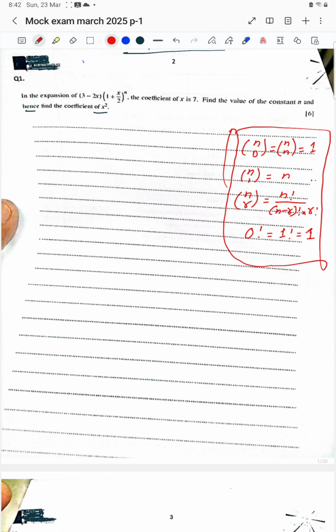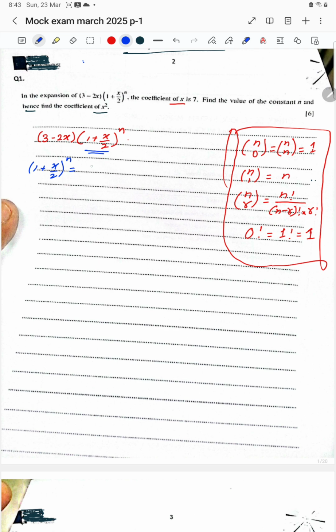Okay, let's start the question by keeping this in mind. We have to expand (3 minus 2x) times (1 plus x by 2) whole raised to power n. As we have to find the coefficient of x, that is 7 here as given, and hence we find the coefficient of x square. The constant is multiplying with the expansion, so we need to expand the first three terms of this expansion. The first three terms of (1 plus x by 2) raised to power n, because from the first three terms we will get the term x square as well.